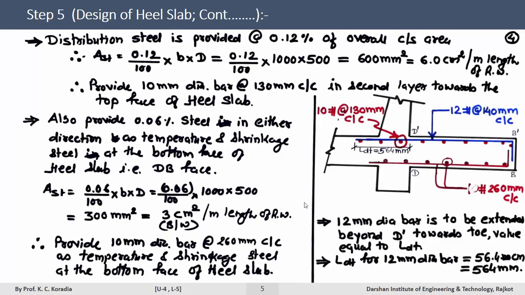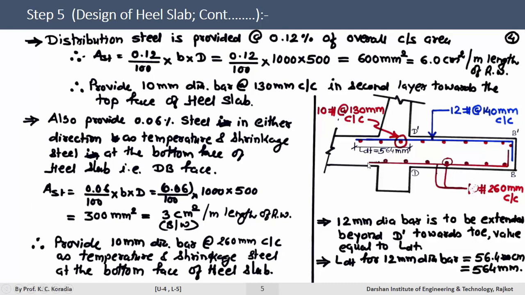The reinforcement is provided like this. Here 12 mm dia reinforcement is our main tensile reinforcement. This red dot is our distribution reinforcement, which is 10 mm dia bars at 130 mm center to center. This is towards the top face of the heel slab. Again 10 mm dia bars at 260 mm center to center are towards the bottom face of the heel slab.